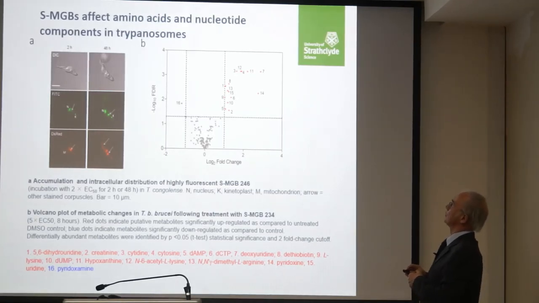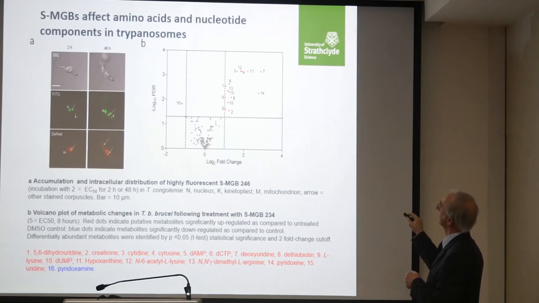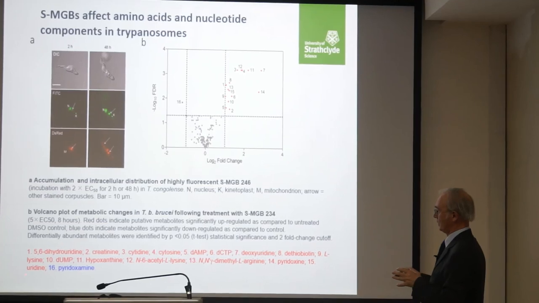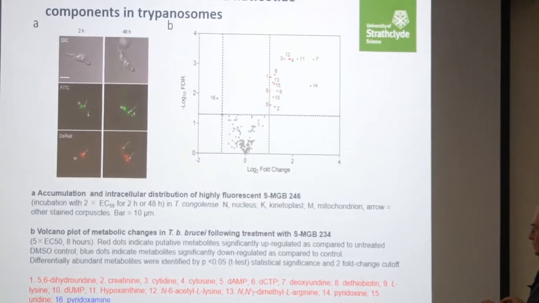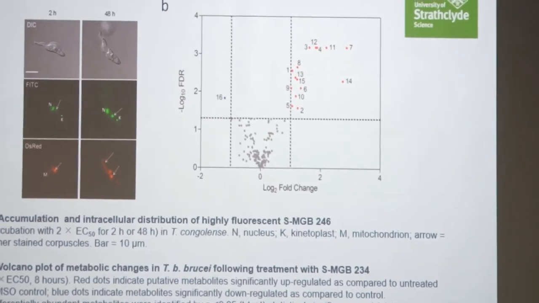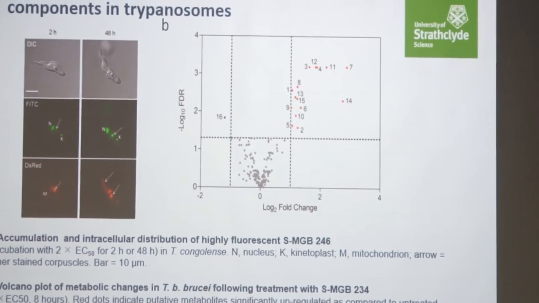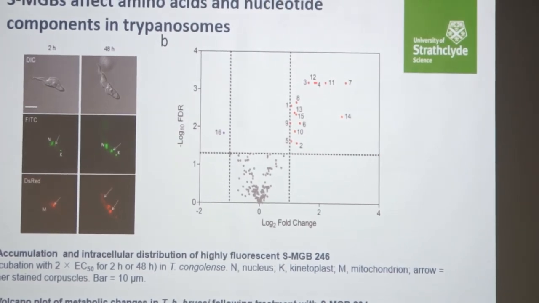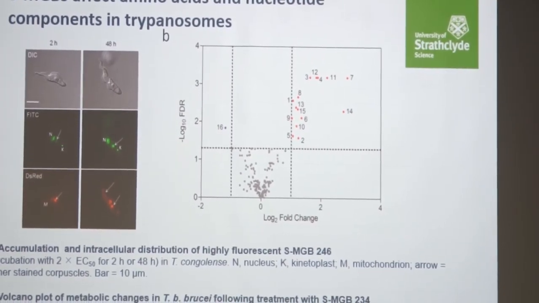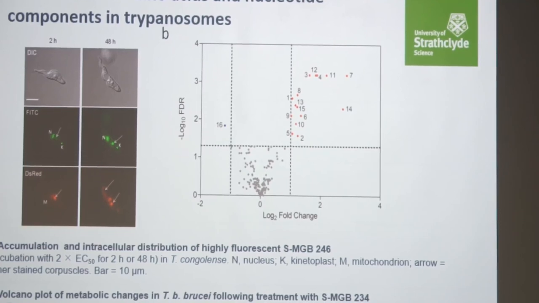There have been some experiments done to look at the metabolomics associated with the effect of SMGBs on trypanosomes. What we can see here is a collection of compounds whose concentrations have changed more than a factor of two, and you can see what they are labeled down here, mostly associated with nucleotide metabolism. And this sort of information is the first thing that we have that's allowing us to see what might be going on within the cells. Very early days, but it's a good start.